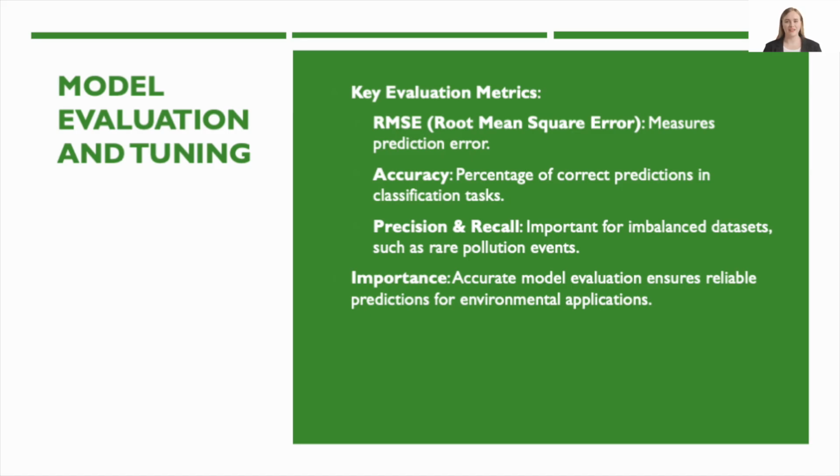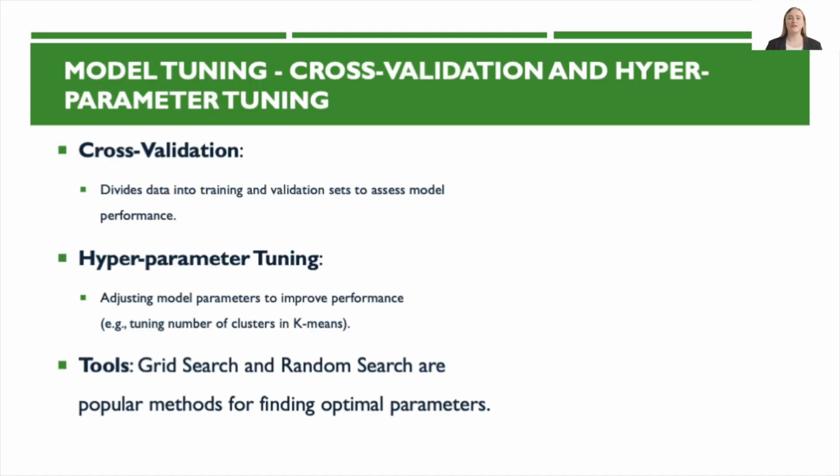Accuracy. In classification tasks, accuracy represents the percentage of correct predictions. Precision and recall. For imbalanced datasets, such as detecting rare pollution events, precision and recall are especially useful metrics. These evaluation metrics help us understand how reliable our model predictions are, guiding us in refining and tuning the model as needed.